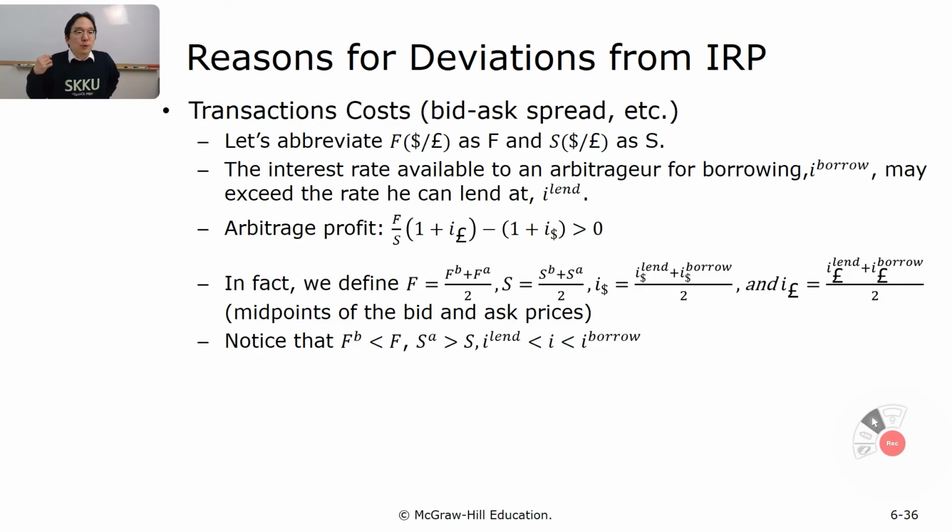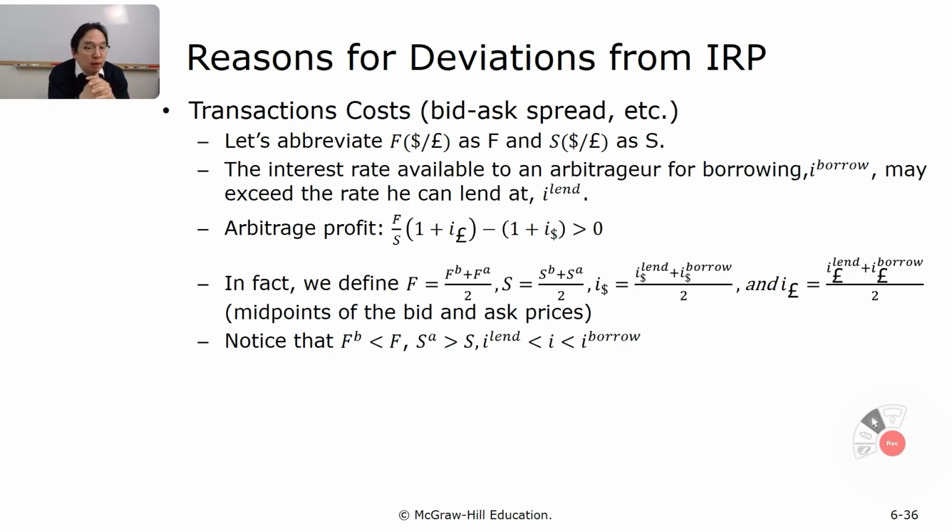Okay, so let's abbreviate forward rate as F and spot rate as S. Again, dollar per pound in this sense, home currency over foreign currency. Now the interest rate available to an arbitrager for borrowing, okay? You're an arbitrager, right? Your borrowing rate, let's say, is i superscript borrow. And then this may exceed the rate he can lend at, the lending rate, i superscript lend, okay?